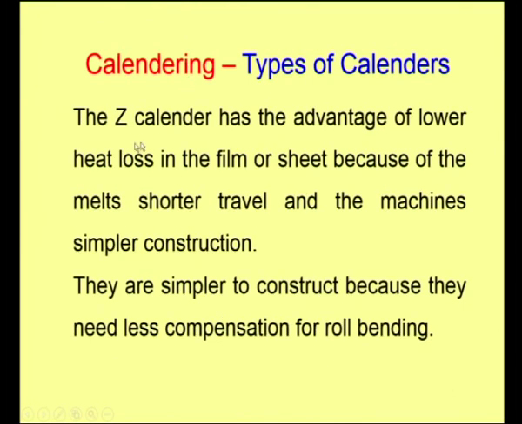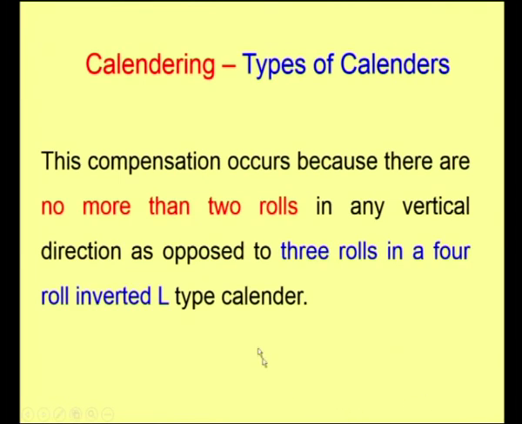Now, if you are looking into the advantages of the Z calendar, there will be less heat loss in the film or in the sheet, because the melt actually travels shorter distances, and also the construction of such machines is very simple, and they are simpler to construct because they need less compensation for roll bending. We will see what is meant by roll bending shortly. This compensation occurs because there are no more than 2 rolls in any vertical direction, as opposed to 3 rolls in a 4 roll inverted L type calendar.